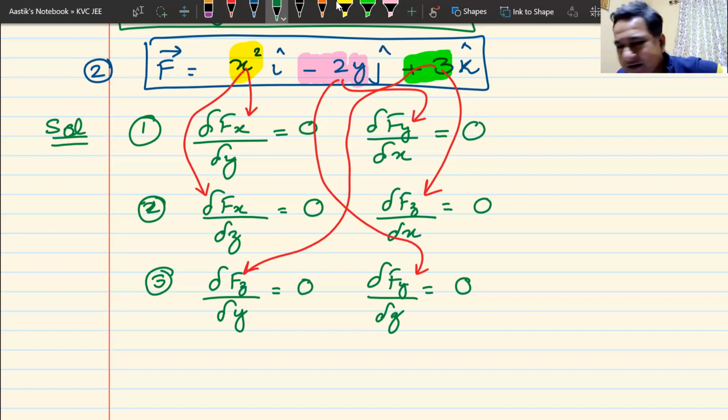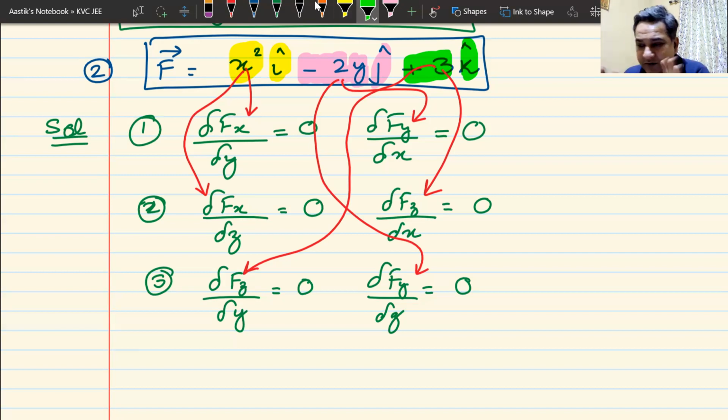You may not have to do it every time. What is the shortcut, if I say shortcut? If with i you only have x terms, if with j you only have y terms, and if with k you only have z terms, or constants, if you have such a force like this, it will always be a conservative force. You don't have to do this once you understand this. You only have to do this when it looks somewhat different. Else, if it is a simple force like this, you can use your common sense. Every time you don't have to do this.